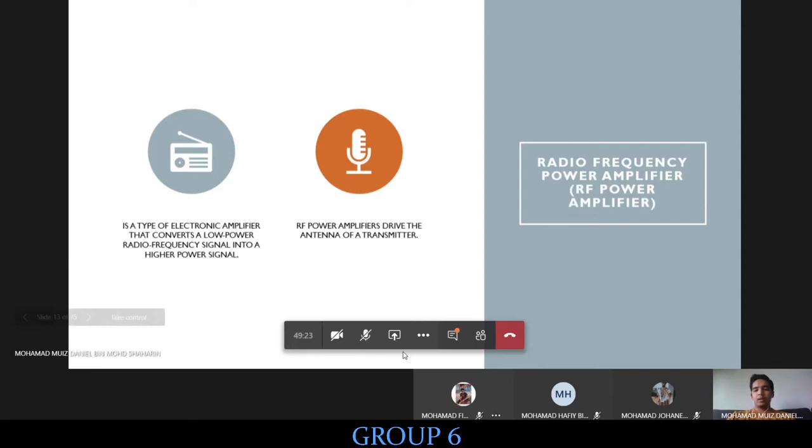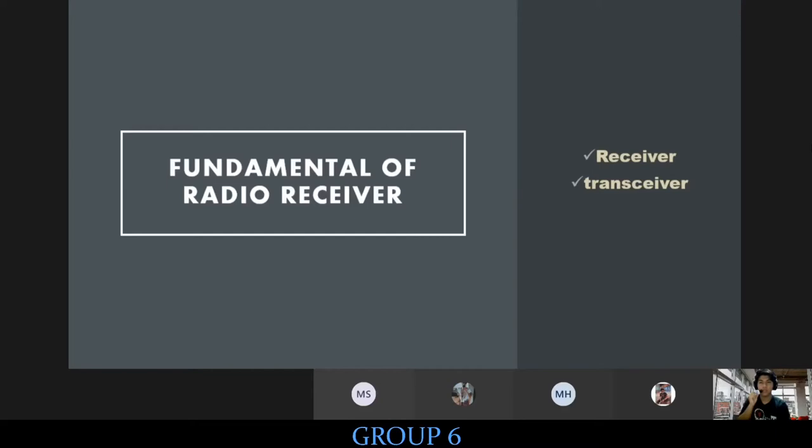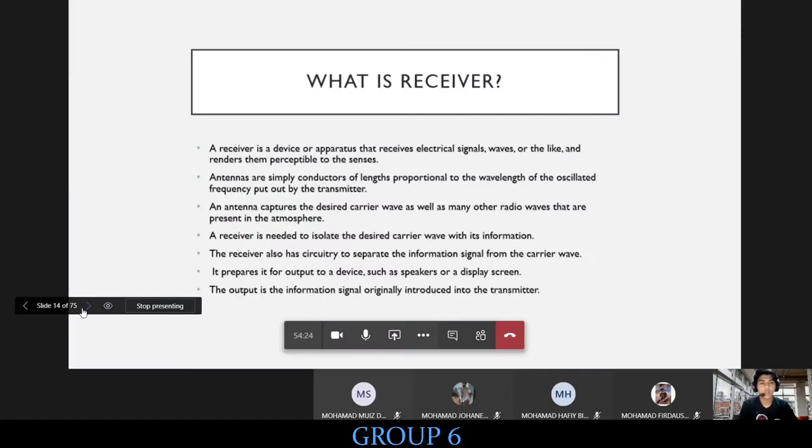Hello, Assalamualaikum. My name is Muhammad Shafiy Hazwan from 4AM3. I'd like to present about fundamentals of radio receiver. Firstly, I would like to talk about the receiver and then the transceiver. So we proceed to the next page. What is a receiver?